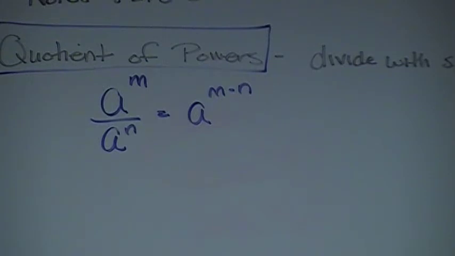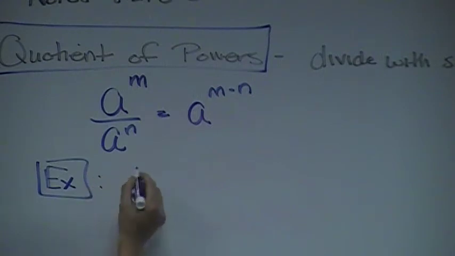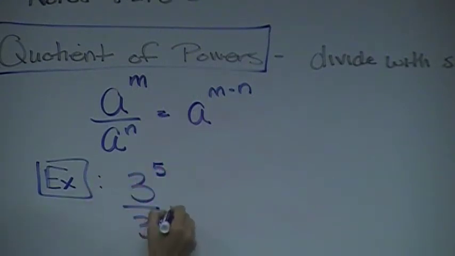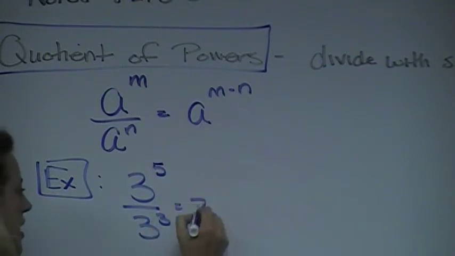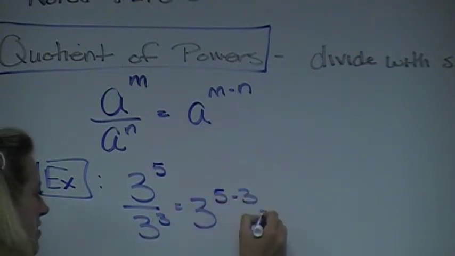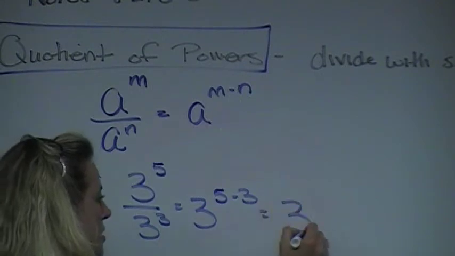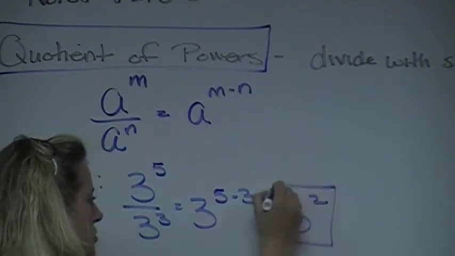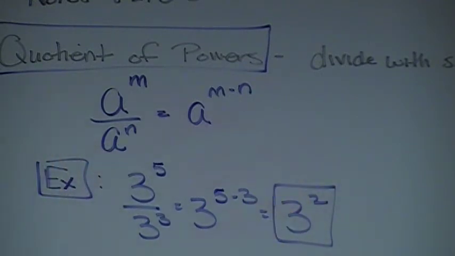So for example, we'll just do a couple examples here again because I think this makes a lot of sense to you. If we do 3 to the 5th divided by 3 to the 3rd, we're going to subtract 5 and 3. And what is 5 minus 3? 3 to the 2nd. And keep your answer with exponents. They want you to keep the answers with positive exponents. Good, let's do another one.